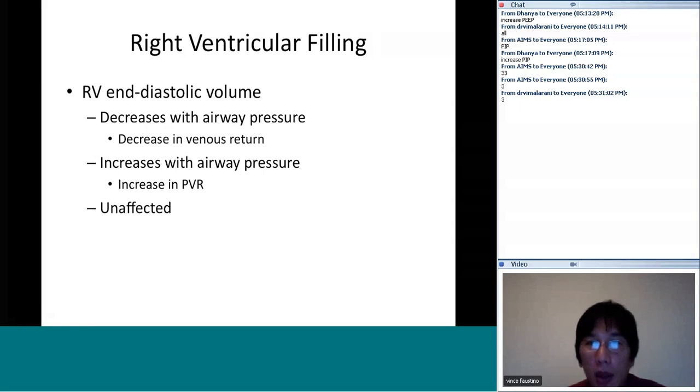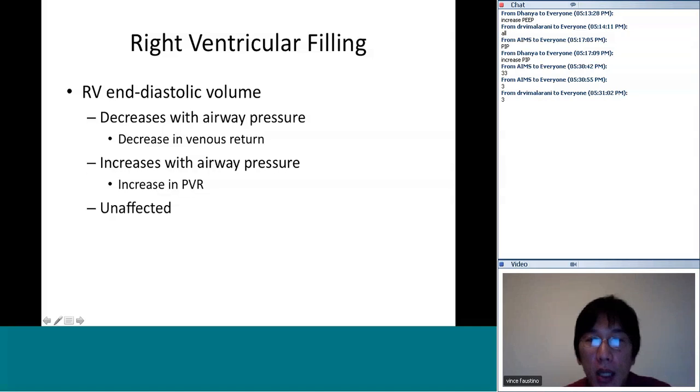So what about the right ventricle? Again, when talking about cardiopulmonary interactions, sometimes the effect of positive pressure ventilation is different in the atrium compared to the ventricle. For the right side of the heart, the more dominant effect is in the right atrium. That's why I showed you the graph earlier. But positive pressure ventilation can have some effect on your right ventricular filling.